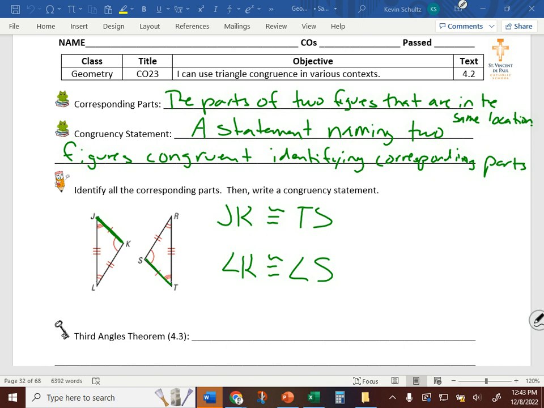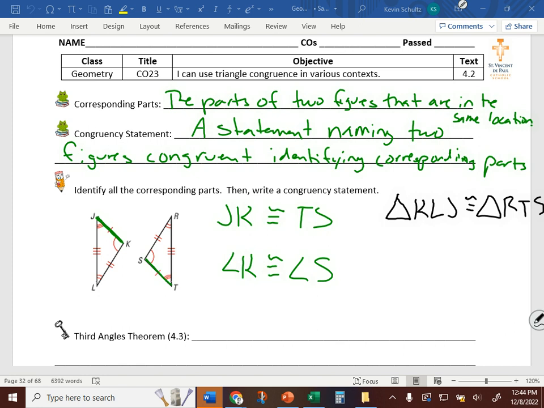So if I wanted to name those two triangles and write a congruency statement, I would not want to write triangle KLJ is congruent to triangle RTS. Why would that be incorrect? Kylie? I didn't match up corresponding parts. Angle K corresponds with angle S, so if I start with angle K in the first part of this statement, I have to start with angle S in the second part.